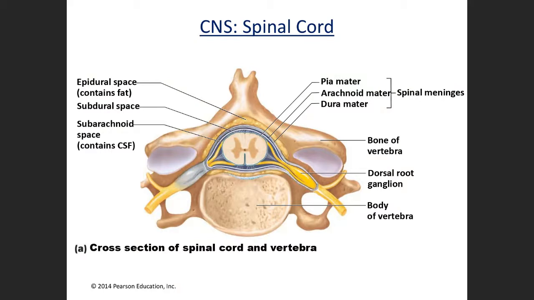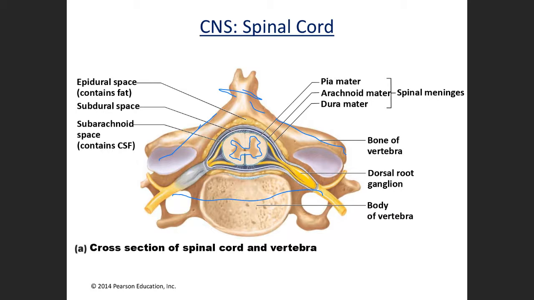Okay, and this is what your spinal cord looks like. You can see that beautiful pattern here of the butterfly in dark matter. So if you remember, the brain is dark and then white in the middle. This one is white and dark in the middle. So you can see it here. This is the vertebral column. This here is the bone of the vertebral column. And this is your spinal cord located within it.